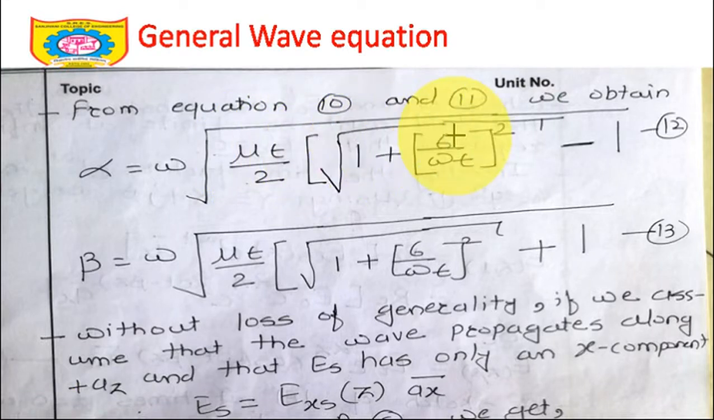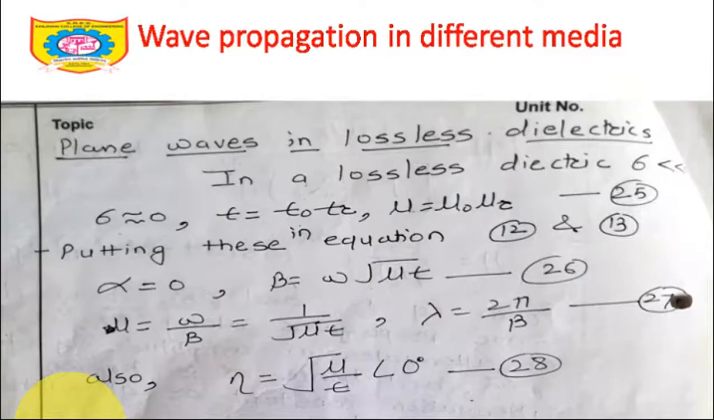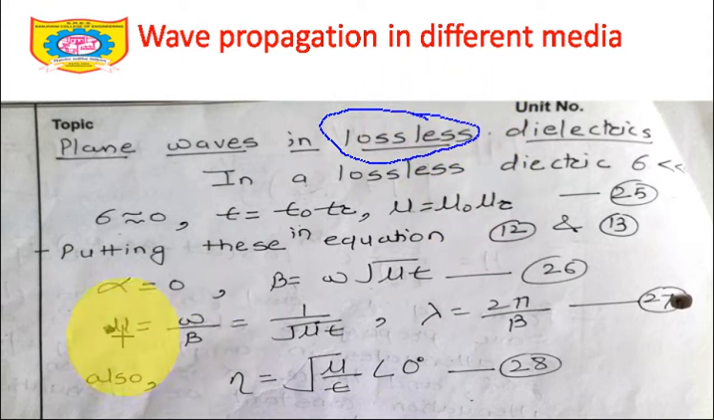If I put sigma equal to 0, in this alpha expression, 1 plus 0, square root of 1 is 1, 1 minus 1 will turn out to be 0, and finally alpha will be equal to 0. Okay, if I want to find the expression for beta, in this expression I put sigma equal to 0. So 1 plus 0 is 1, square root of 1 is 1, 1 plus 1 is 2. The 2 gets cancelled with this 2, and beta is equal to omega under root mu epsilon. So this is the first case, alpha equal to 0, beta is equal to omega under root mu epsilon. This is for lossless media we are talking about.